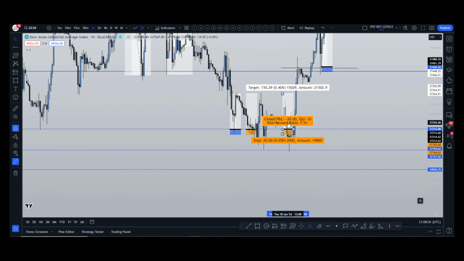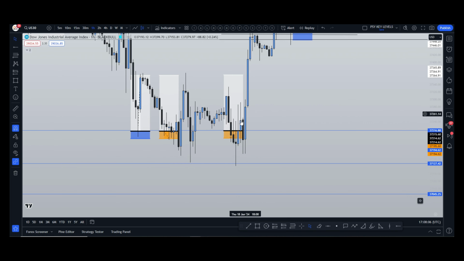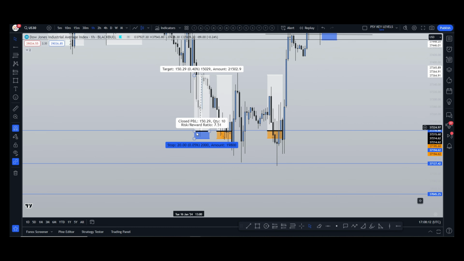Now I'm not looking at entries, right? I'm not digging deep into the reason for the entry. I'm just saying if we didn't know how to trade, we just saw this blue line, okay, it's a daily respected support level.